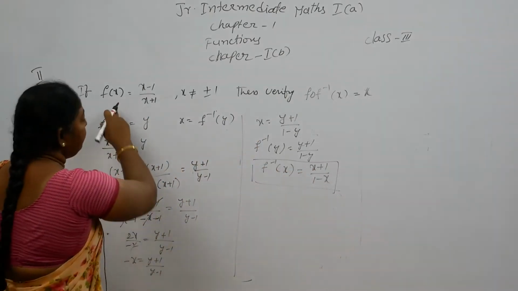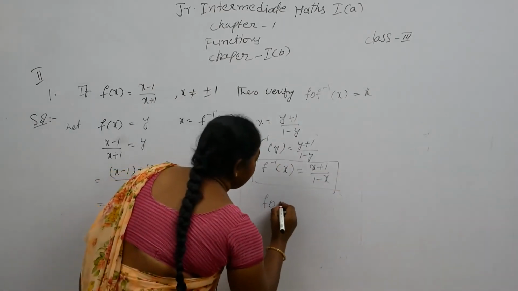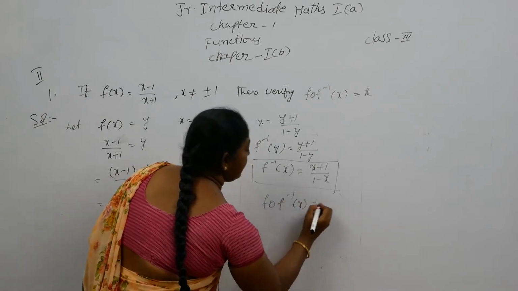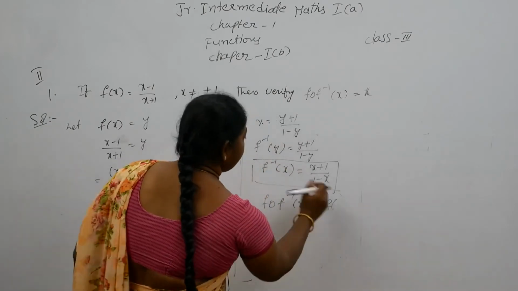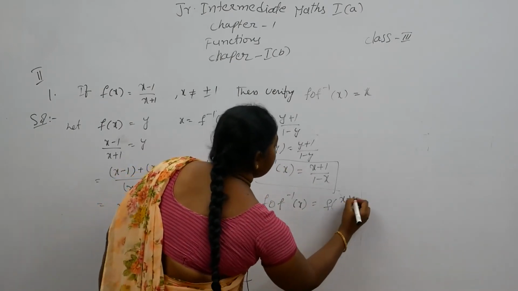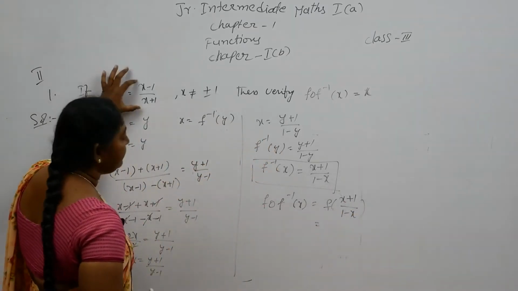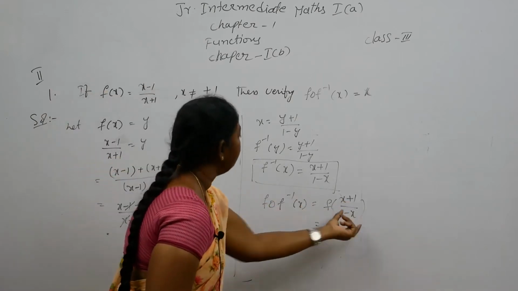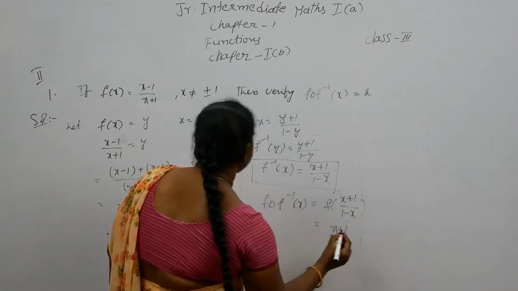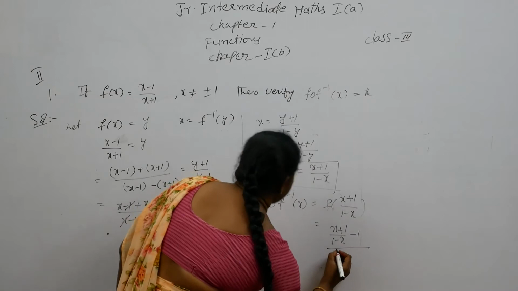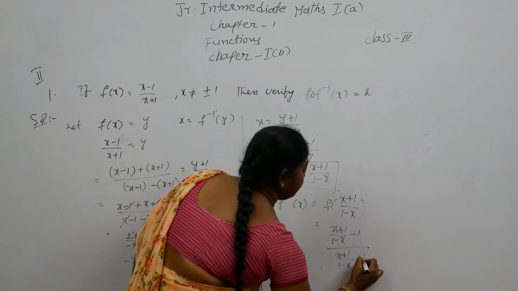So we know the f of x value and the f inverse of x value, then we have to find f of f inverse of x. So here f inverse of x equals x plus 1 by 1 minus x. So here in place of x in f of x, we have to substitute this value. So x plus 1 by 1 minus x minus 1 by x plus 1 by 1 minus x plus 1.